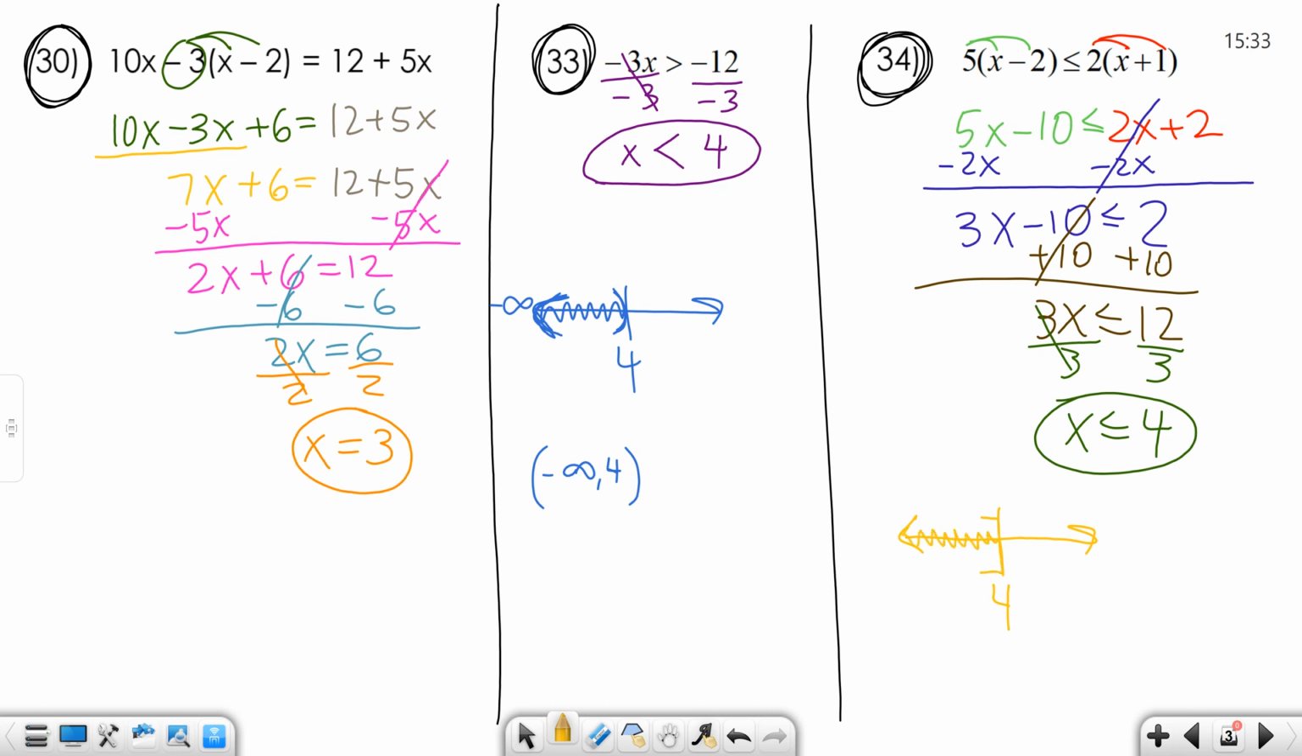So then it's going to be less than. It's going to be open back this way towards negative infinity again. That's this infinity over here, this arrow. So we have parentheses, negative infinity, comma 4 with a bracket. Okay, that's our interval notation. Interval notation there.